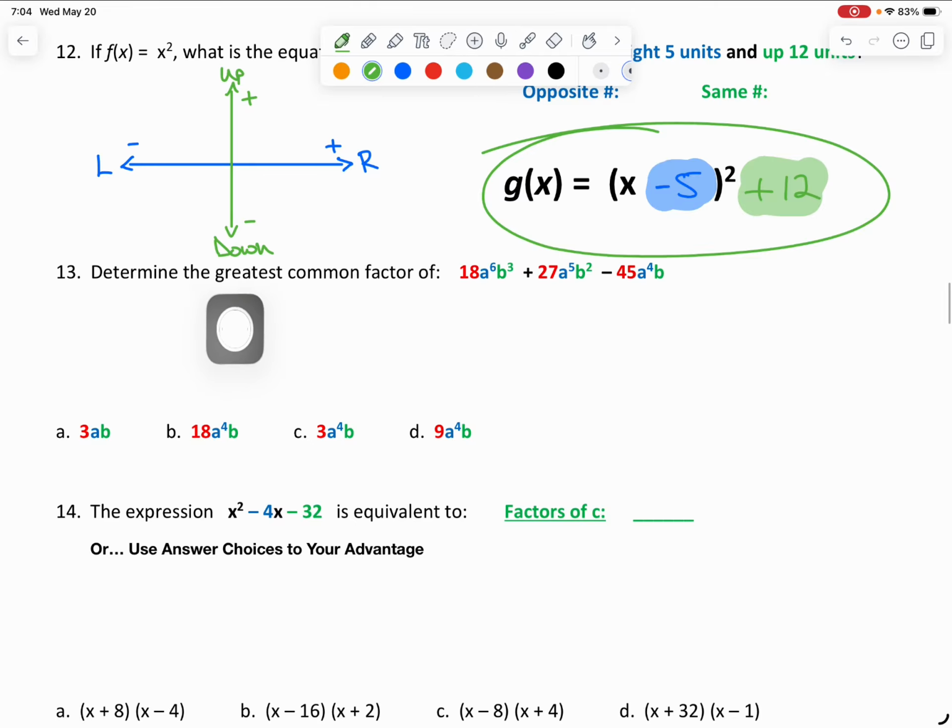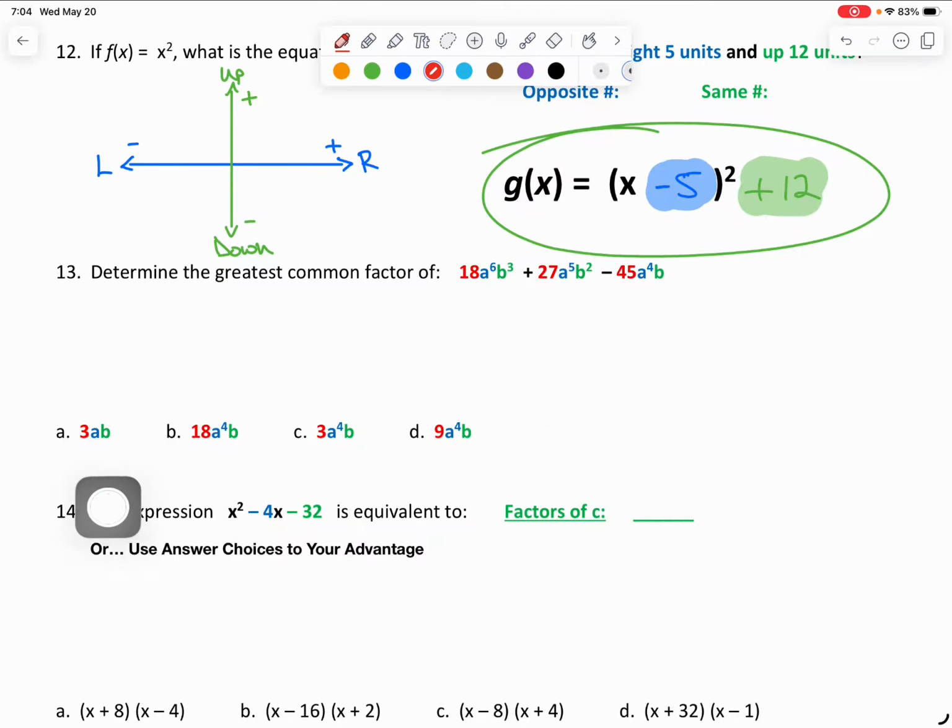For number 13, determine the greatest common factor of 18a to the 6b cubed plus 27a to the 5th b squared minus 45a to the 4th b. We will start with the numbers in red. What is the largest number? It's 45, 27, and 18.